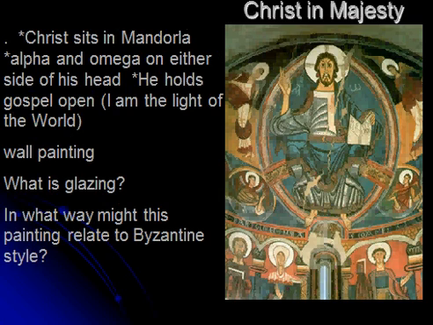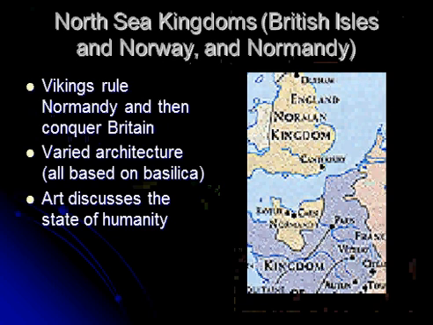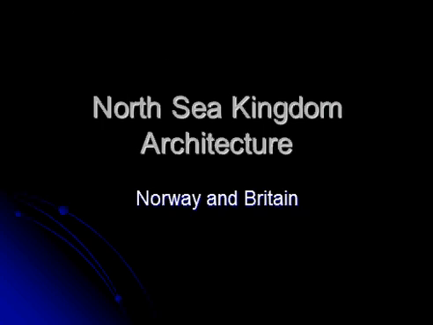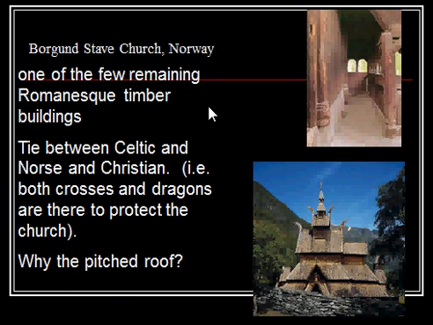Okay, so the North Sea kingdoms, British Isles, Norway, and Normandy. So this is the North, where all the Vikings changed everything. North Sea Kingdom, Norway, Britain, and one of the few Romanesque timber. Since they were in the North, they had to build in wood because that was the cheapest, most findable thing in the North.